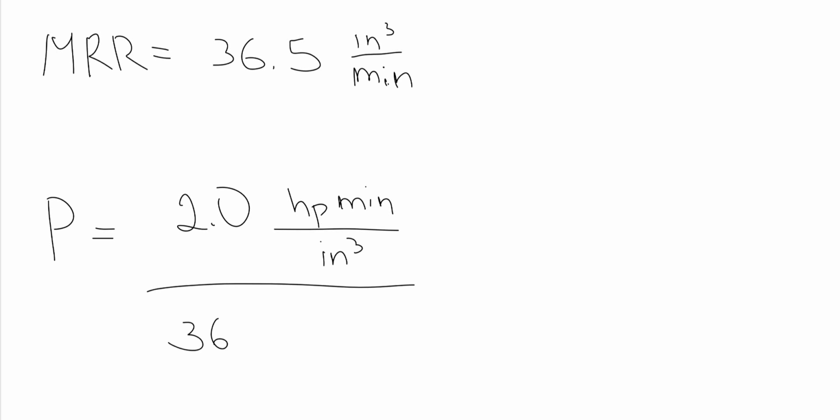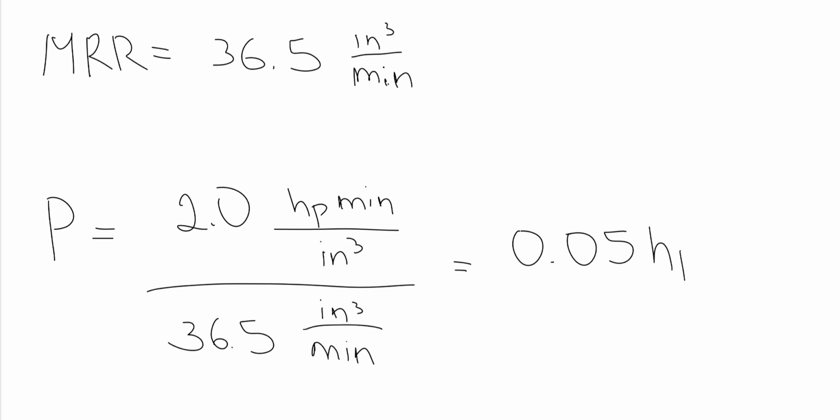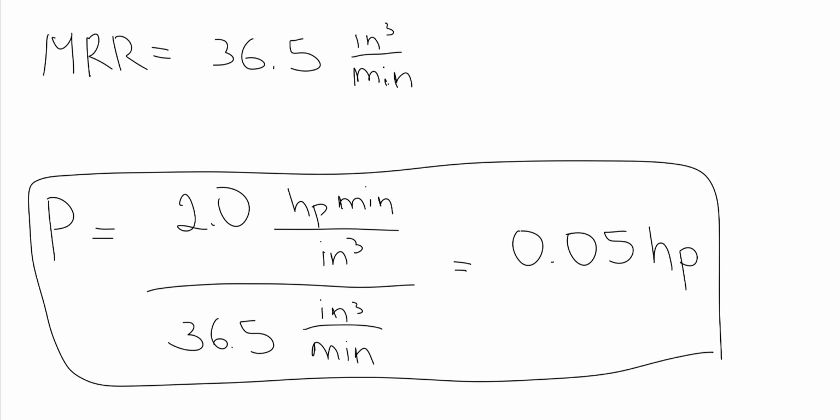So 36.5, and that's cubic inch per minute. So working this simple math out, we see that the minimum power needed is 0.05 horsepower. And that is the solution to problem number 10 on homework number 5. 0.05 HP, horsepower.